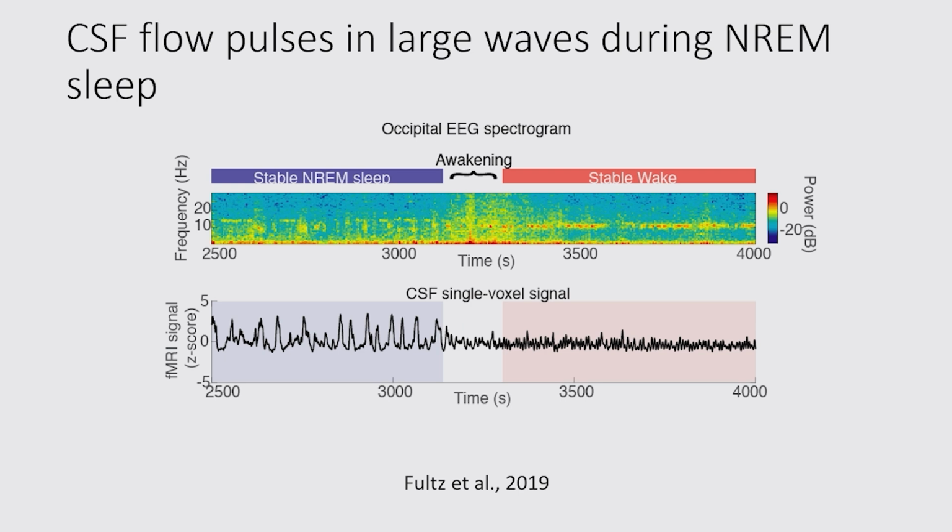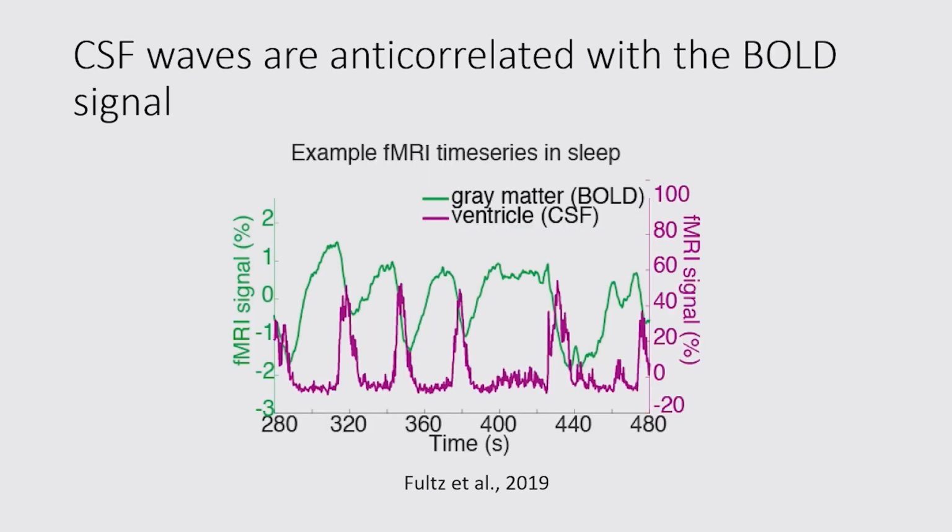So where are these coming from? What could be driving these really kind of strong waves of CSF flow? What's really striking is that if you use this fMRI method to measure CSF flow, you actually have the BOLD signal at the same time, so you can look at hemodynamics in the brain.